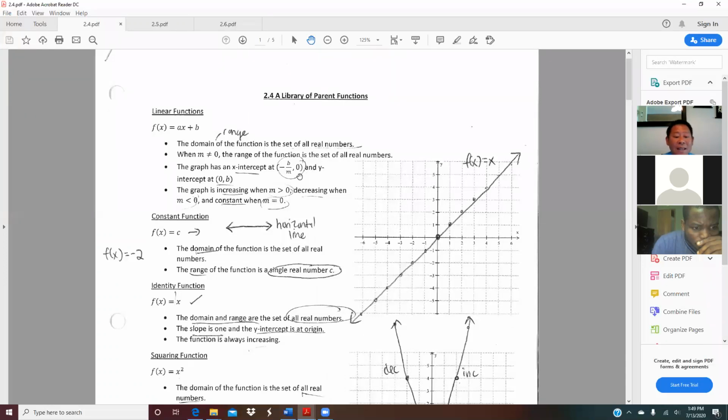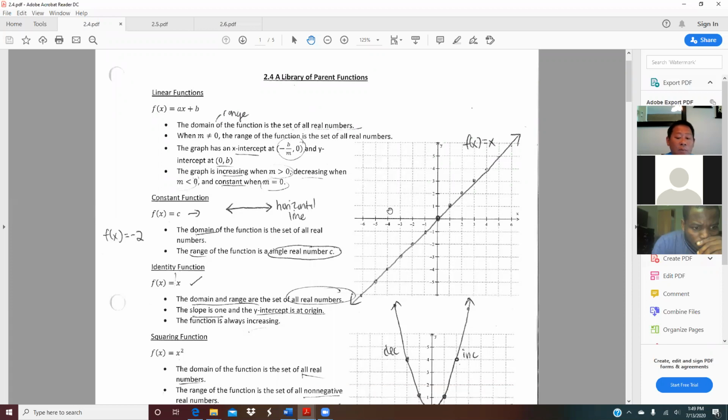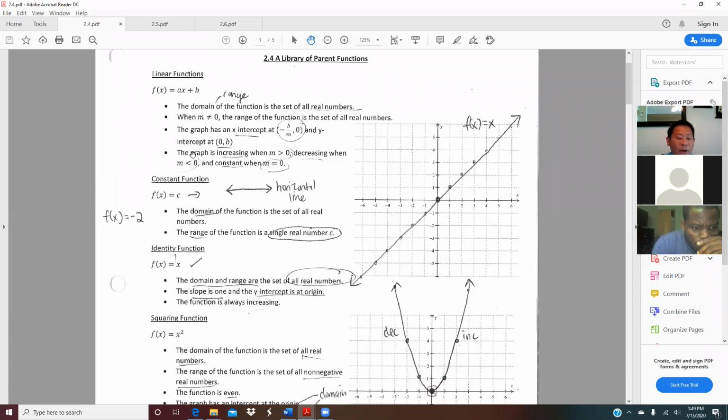Your x-intercept is -b over m, 0, and your y-intercept is 0, b. And then we call this increasing because your slope is positive. And when you go down, your slope is decreasing. And when your slope is 0, it means it's flat, horizontal. Okay, so mostly these are basic linear functions.